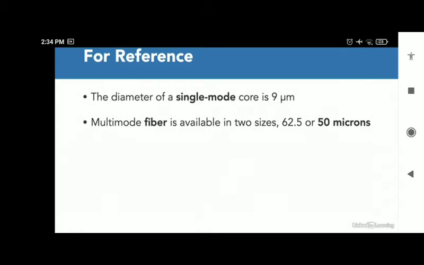For reference, here we find the fiber optic cables. There are two types of fiber optic cables: single mode with a core of 9 micrometers, while multi-mode fiber has two sizes, 62.5 or 50 micrometers. As you can see, the multi-mode fiber has a wider diameter than the single mode fiber.